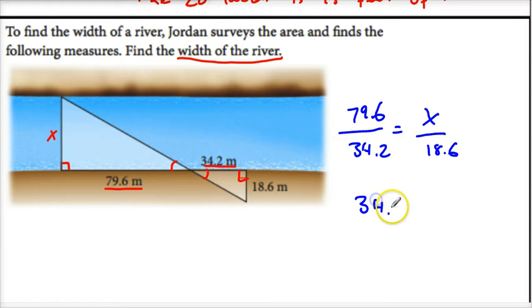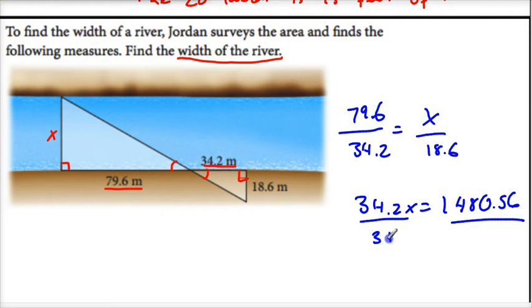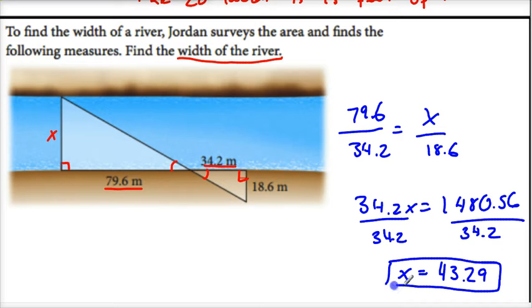Let's cross multiply these. I get 34.2x is equal to, let's grab a calculator, 1480.56. We're just going to divide both sides by 34.2, and let's see what we get. X is equal to 43.29, and it keeps going, so I'm just going to stop it right there at the hundredths. That is my answer, 43.29. All right. Looks good.